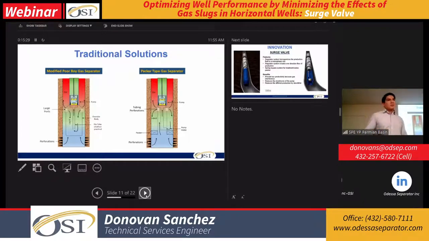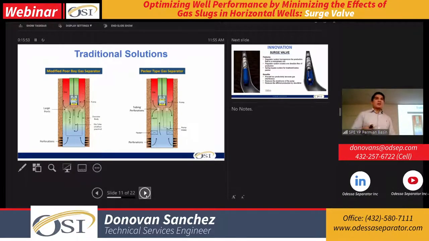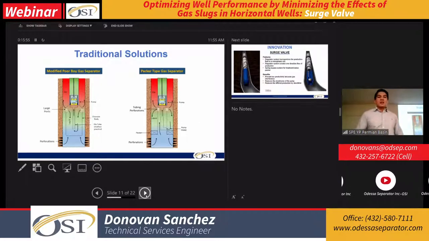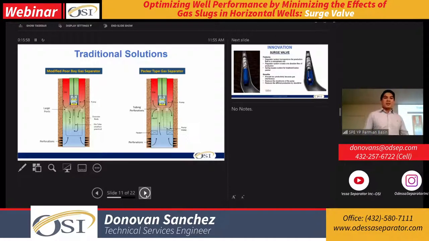And lastly is a packer type gas separator. And this can be seen as one of the more efficient types of gas separators, because as I was saying, in the packer type gas separator you're utilizing the annular space between the casing and the tubing, versus the poor boy gas separator, where you utilize an annular space between the tubing and the dip tube. So utilizing that bigger annular space allows you to slow down that fluid velocity even more. The packer type gas separator just has the drawback of having to use a packer, which some people may not like to use.